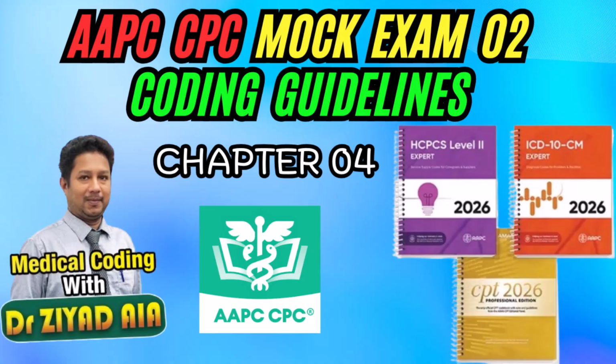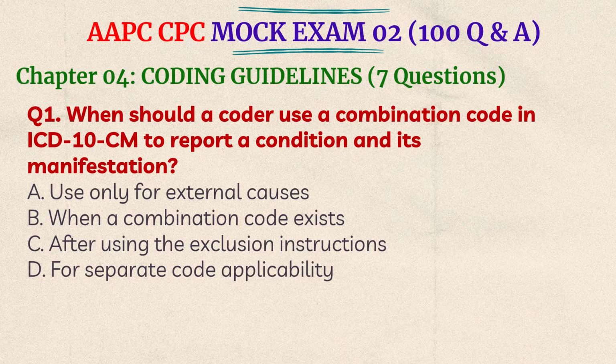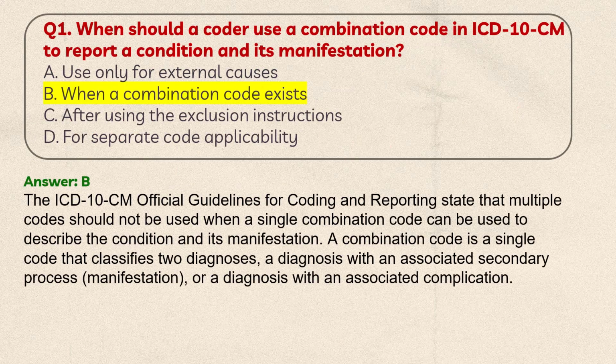Chapter 4 Coding Guidelines. There are 7 MCQs. Question number 1. When should a coder use a combination code in ICD-10 to report a condition and its manifestation? A. Use only for external causes. B. When a combination code exists. C. After using the exclusion instructions. D. For separate code applicability. Think the answer. The correct answer is B. When a combination code exists.